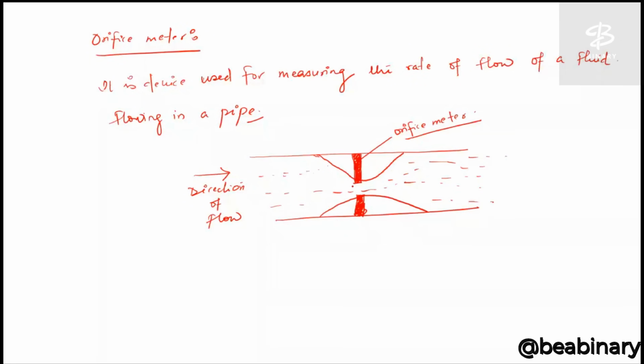So there is a convergent section and a divergent section. The same principle is applied here, so directly we can write the formula.